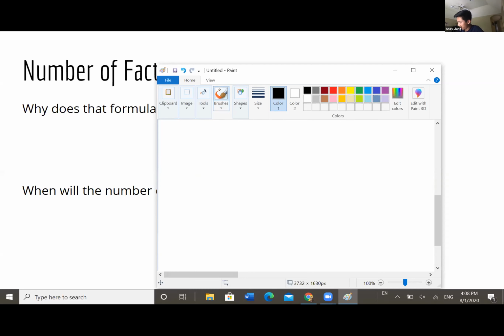The reason is, if I can write my number n as p1 to the a1 times p2 to the a2, and so on, all the way to pn to the an. These are just variables where all of these are primes, and the a's are the exponents.